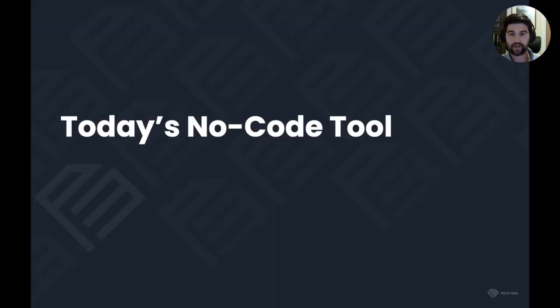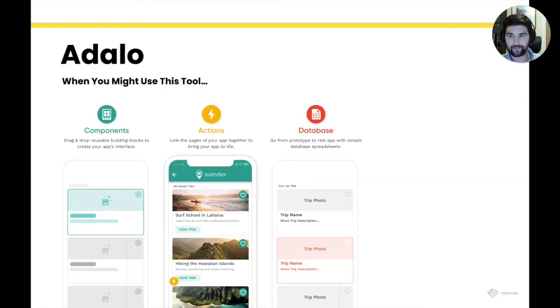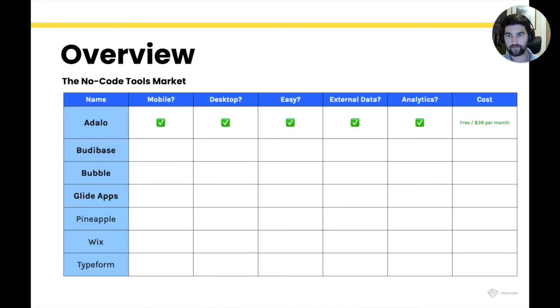Today, we are going to be looking at Adalo. Adalo is a really, really nice no-code tool which covers everything that we've highlighted here. And these are actual screenshots from their website. So how we build components, how we link up actions, and how we use the database with Adalo. In terms of where we place this in the market, there are going to be six specific points of value that I think are worth highlighting.